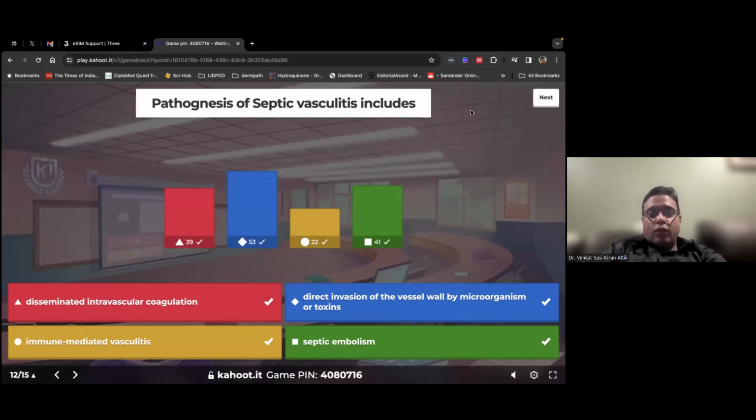Okay. So actually all the answers are correct. Those of you who were thinking about this probably missed out on answering this. So the pathogenesis of septic vasculitis includes all the above. In some cases, it can be DIC, therefore a thrombotic vasculopathy. It can be present in septic vasculitis, along with direct invasion of the vessel wall by microorganisms. There can be immune complex mediated vasculitis in septic vasculitis. There can be immune complexes formed, or they can be septic emboli. So you can have one or more of these features in septic vasculitis.